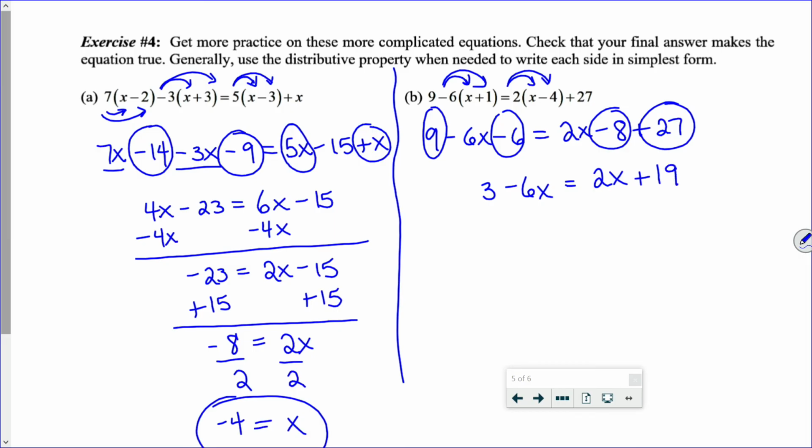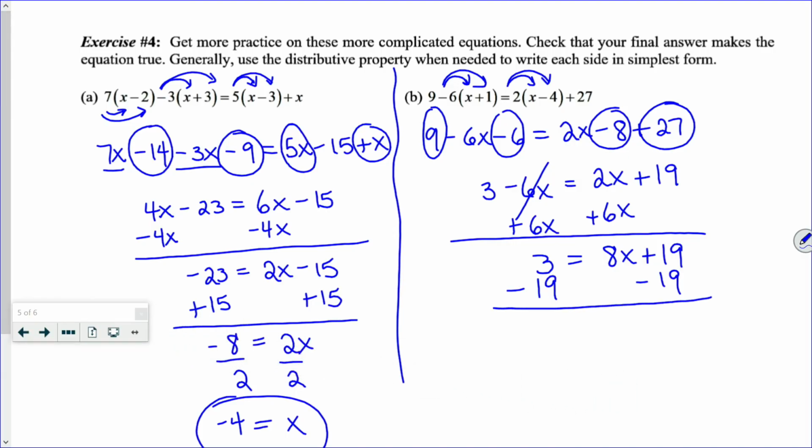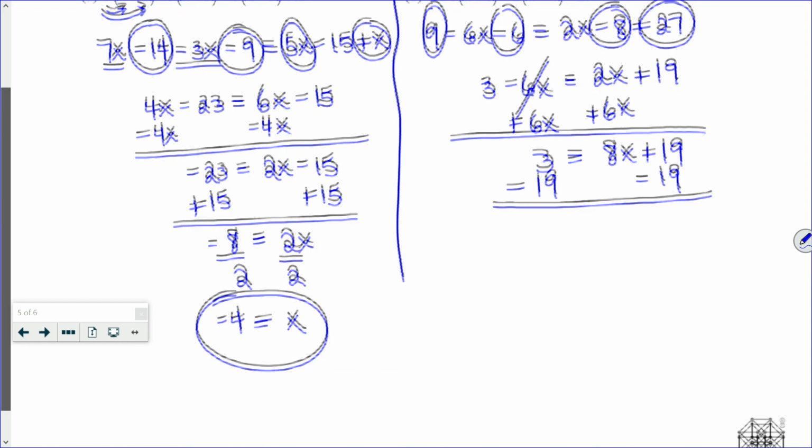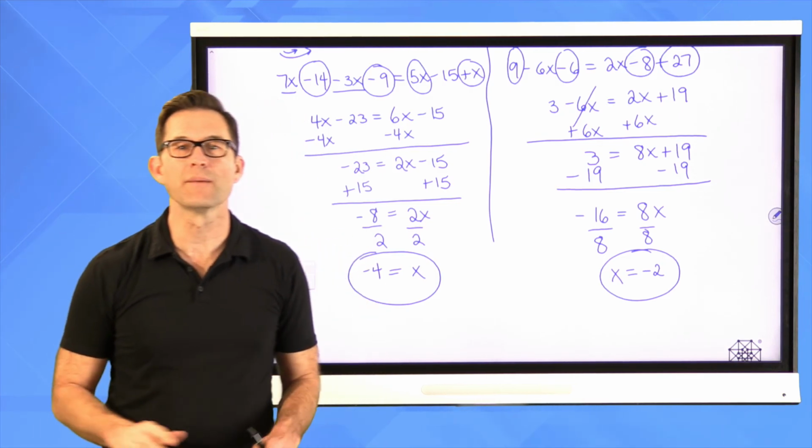Okay. Where do I want my x's to end up? Well, let's keep those coefficients positive. It really doesn't matter. But I'll get 3 is equal to 8x plus 19. Subtract a 19 from both sides. Watch your negatives. 3 minus 19 is negative 16. Right? And then I'll get equals 8x. Divide both sides by 8, and I'll get x equals negative 2. I like the negatives apparently in this problem. x equals negative 2. Again, we'll skip the check.